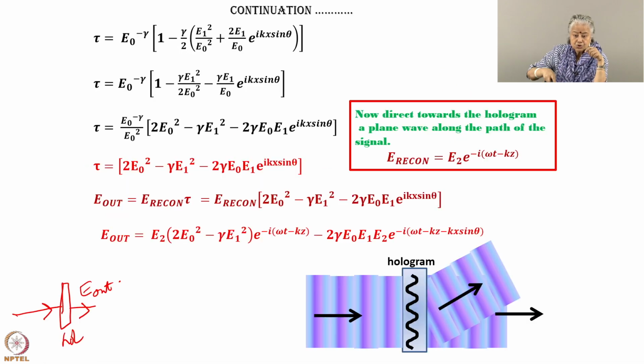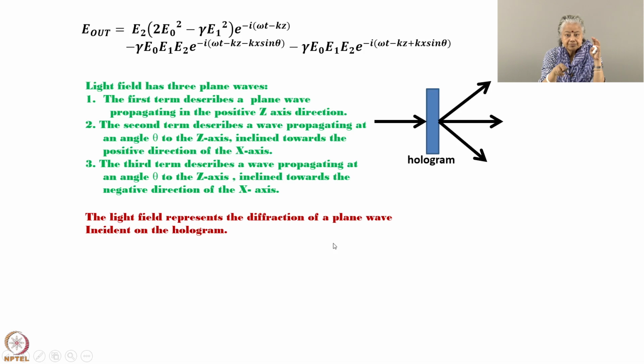So, here I had shown two because I had written it this way, but in actual fact, when you take E star E, we are taking the complex conjugate and multiplying instead of just mod E square. So, this term can be separated out into this term. So, basically from the hologram, after there is a reference wave which has come in here, I get three terms. The light field has three plane waves.